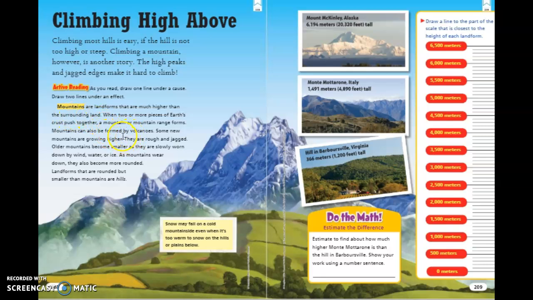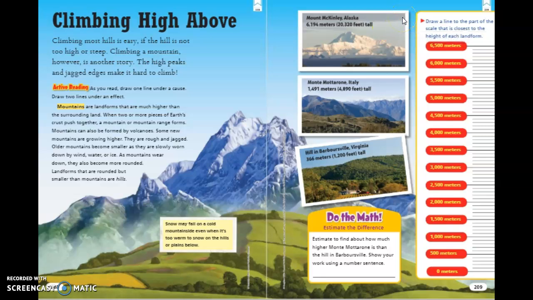All right, the cause that should be underlined, so one line, should be this sentence: when two or more pieces of Earth's crust push together. Then what's the effect? You should have two lines under: a mountain or mountain range forms. Down below here we see a picture caption, a text feature. It says, snow may fall on a cold mountainside even when it's too warm to snow on the hills or plains below.